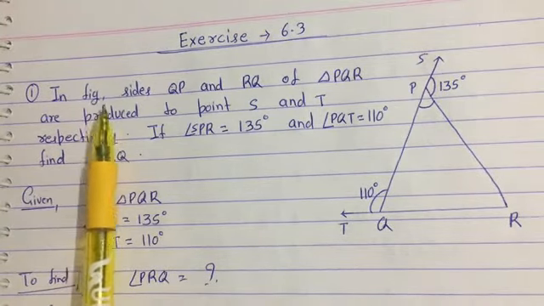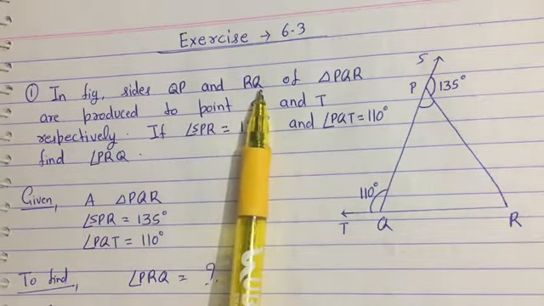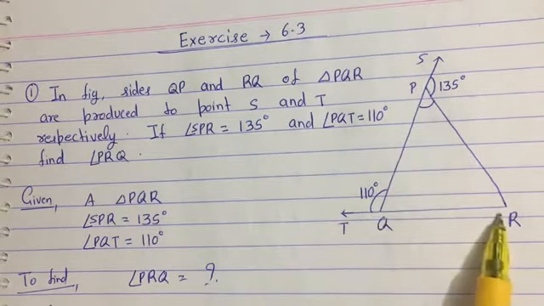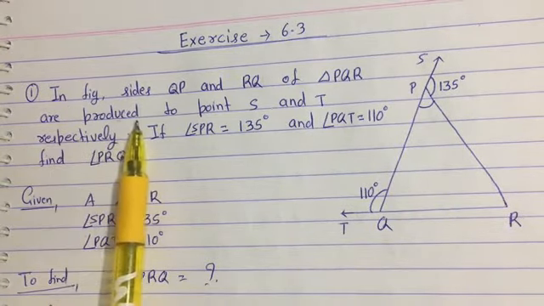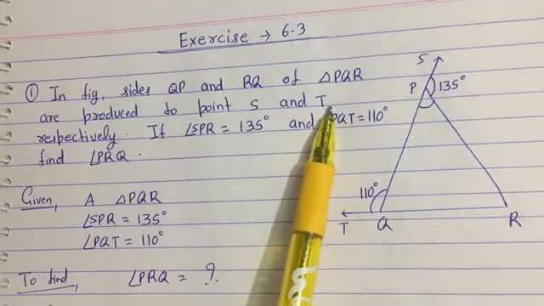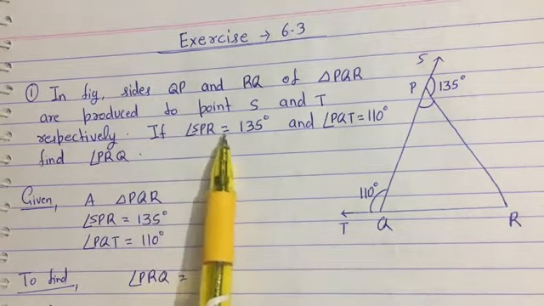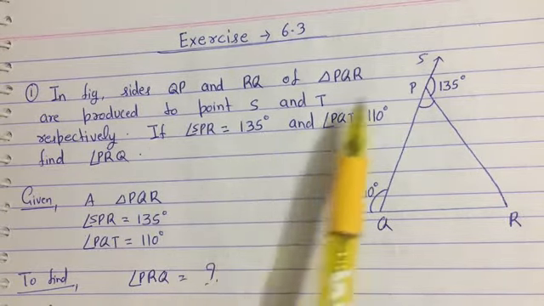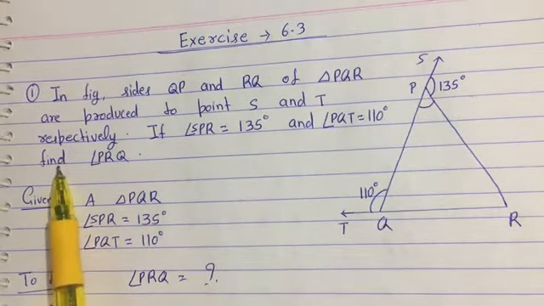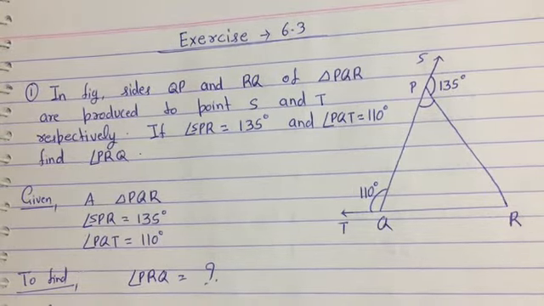In figure, sides QP and RQ of triangle PQR, this is triangle PQR, are produced to points S and T respectively. If angle SPR is equal to 135 degree, angle PQT is equal to 110 degree, find angle PRQ. So this is the question.